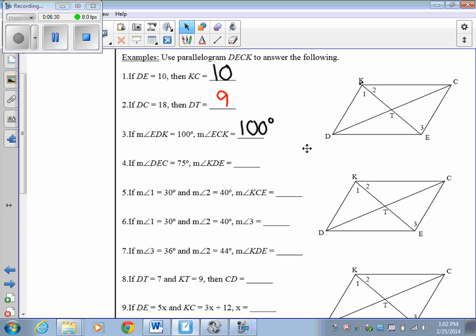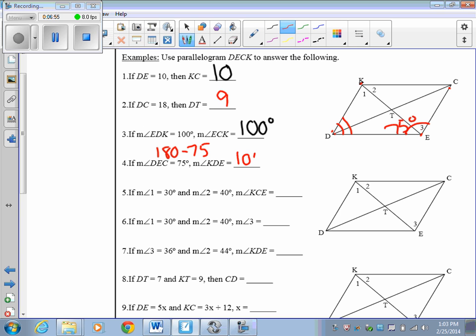If I look at number 4, I'm told that the measure of angle DEC is 75. So DEC is 75 degrees. And we're asked to find KDE. These are consecutive angles, so that means they have to be supplementary. So it's 180 minus 75, which is 105 degrees. They have to be supplementary.